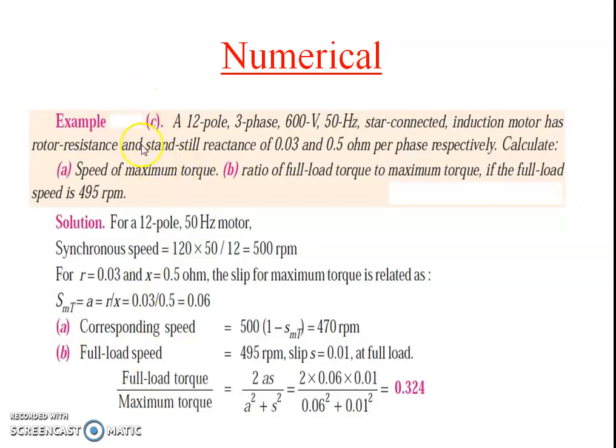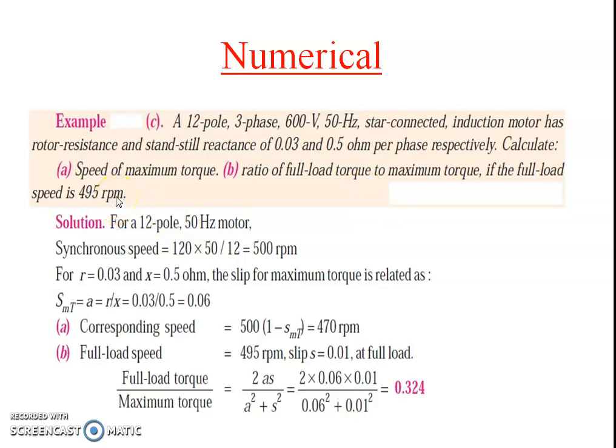Now they have given in the example: a 12 pole 3-phase 600 volt 50 Hz star connected induction motor has rotor resistance and standstill reactance of 0.03 and 0.5 ohm per phase respectively. Calculate first, the speed of maximum torque; second, the ratio of full load torque to maximum torque, if the full load speed is 495 rpm.